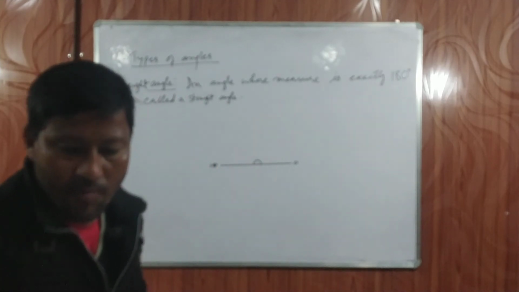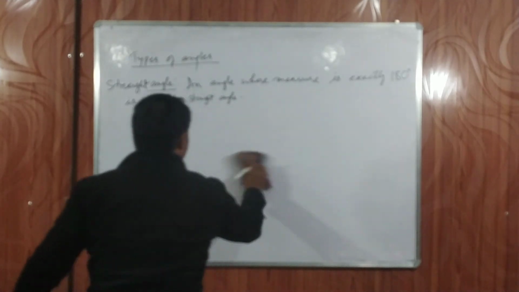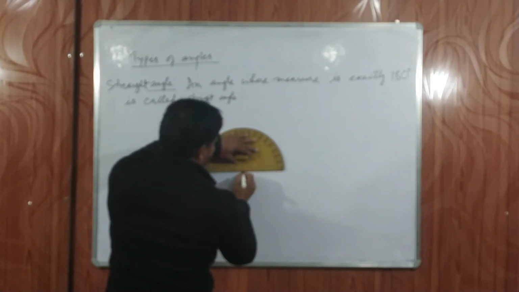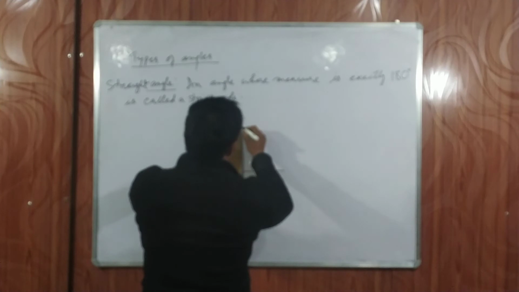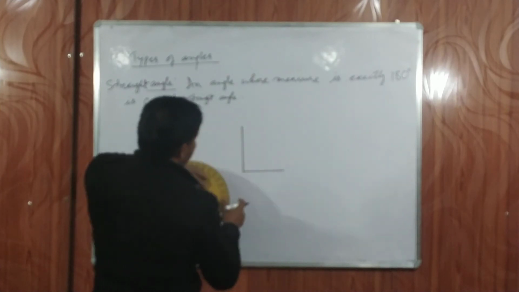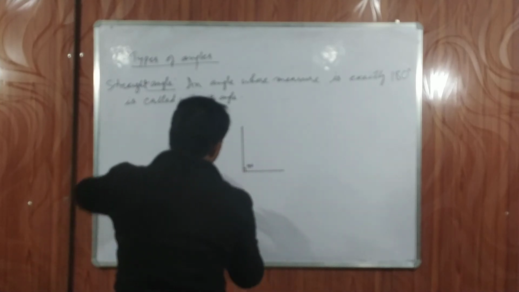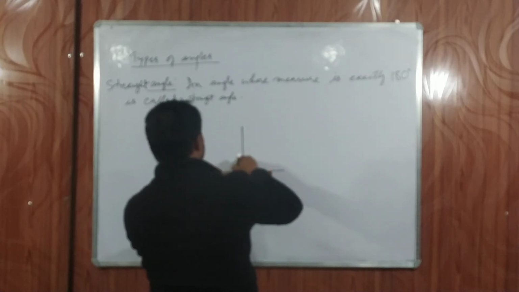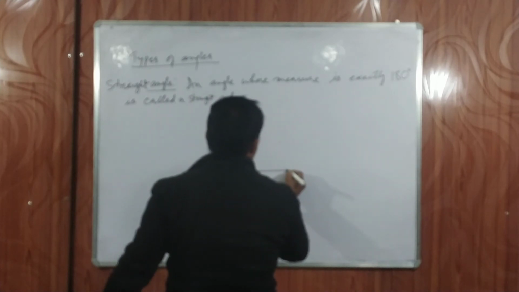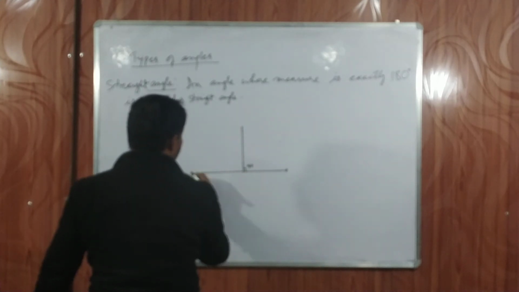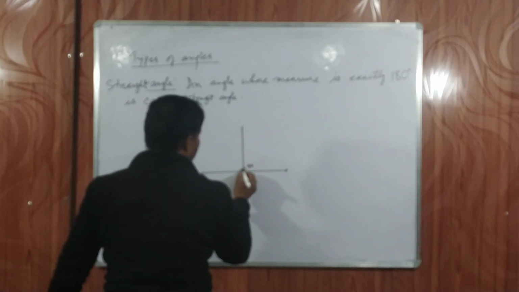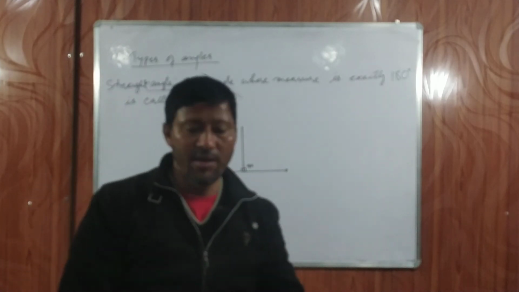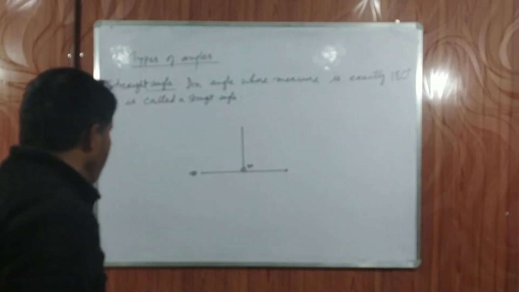That means this is 90 degree, this is 90 degree. If you extend this line, it makes a straight line. From 0, 10, 20, it is 90 degree. If you extend this line, this angle also becomes 90 degree. So 90 plus 90 is 180. So a straight angle is exactly 180 degree. I hope you have understood.